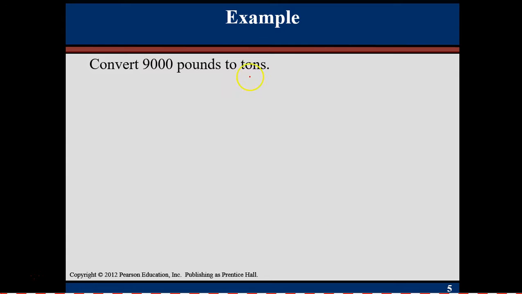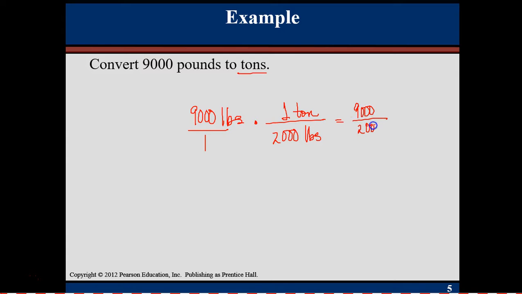Convert 9,000 pounds to tons. So we're going to want tons on top. We're talking about 9,000 pounds. I know that there are 2,000 pounds in 1 ton. Since I want to go to tons, tons needs to be on top. I'll multiply straight across. If you have a whole number, there's an invisible 1 underneath. And so I have 9,000 over 2,000.